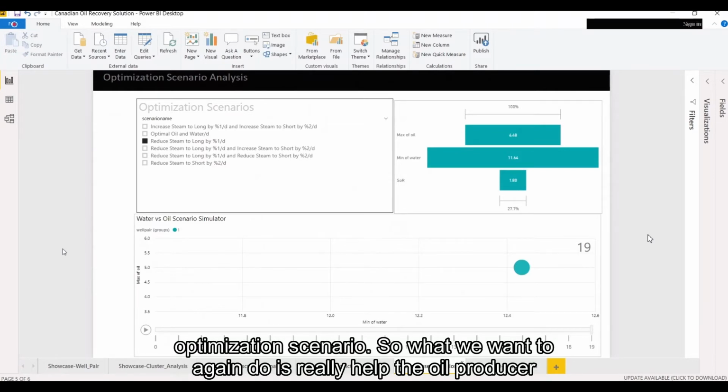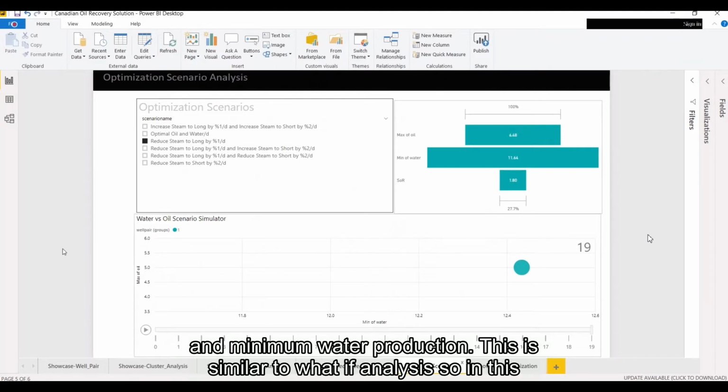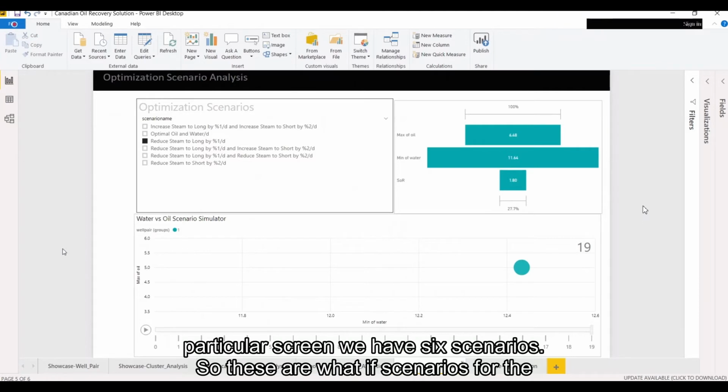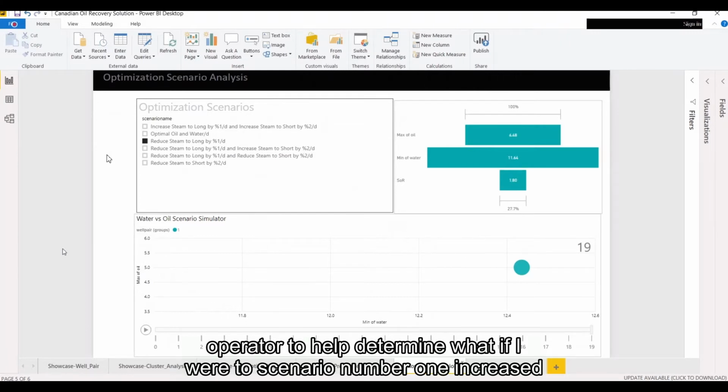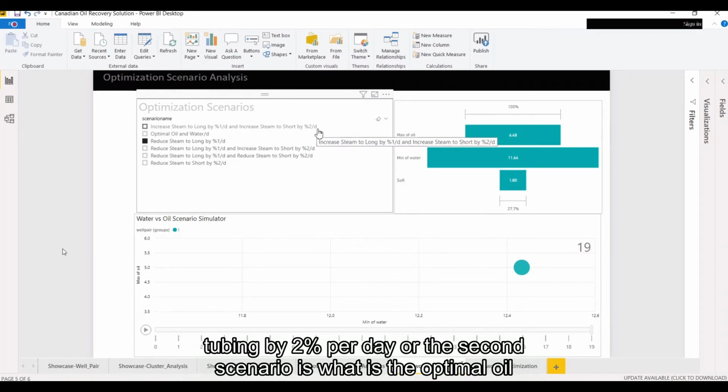So what we want to, again, do is really help the oil producer determine what combinations of input parameters are likely to lead to maximum oil production and minimum water production. This is similar to what-if analysis. So in this particular screen, we have 6 scenarios. These are what-if scenarios for the operator to help determine what if I were to, scenario number 1, increase steam in the long tubing by 1% per day and increase steam in the short tubing by 2% per day.